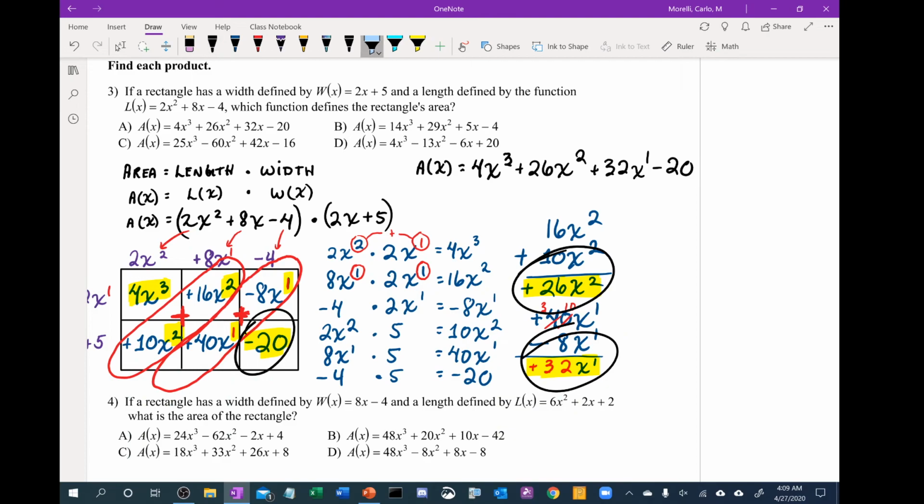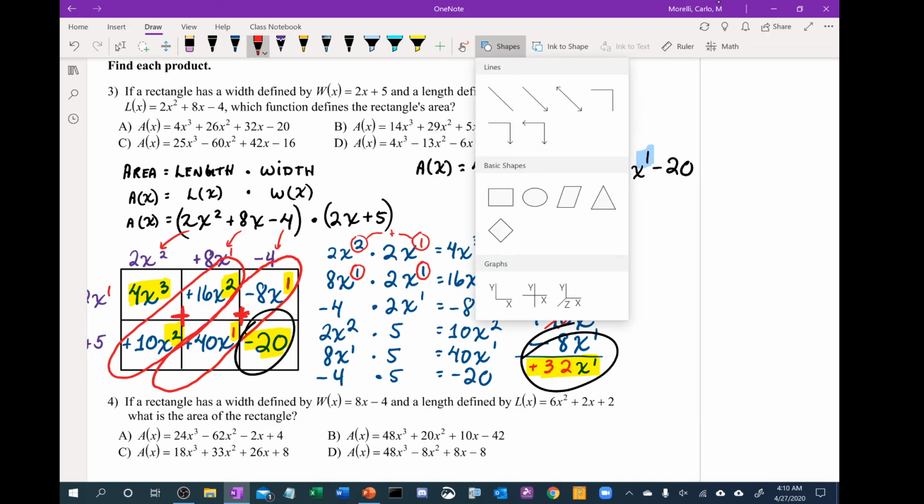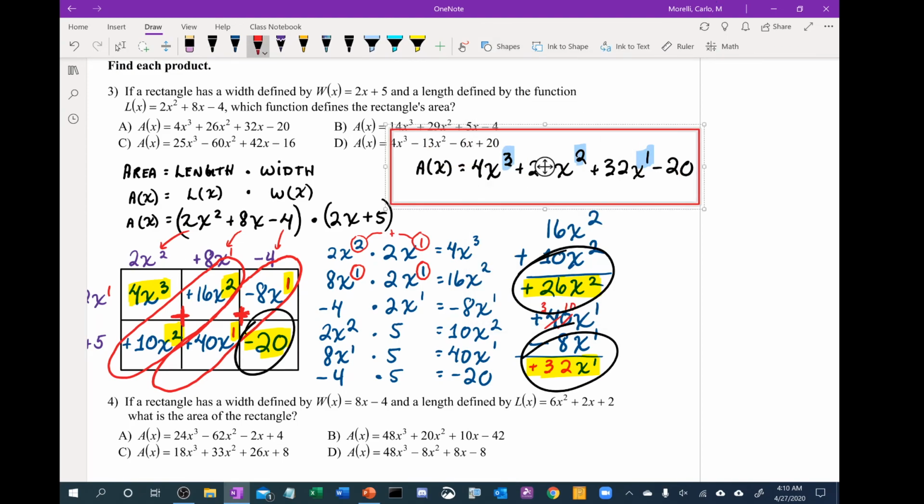Now I want to show you something neat. Look at this. 3, 2, 1. It's like a countdown. So it's always going to be in that order. Biggest exponent comes first, and then it goes in descending order down to 1. So let's put the red box of correctness on this because we are done with that problem. And what answer choice would that be? Looks like it would be A.